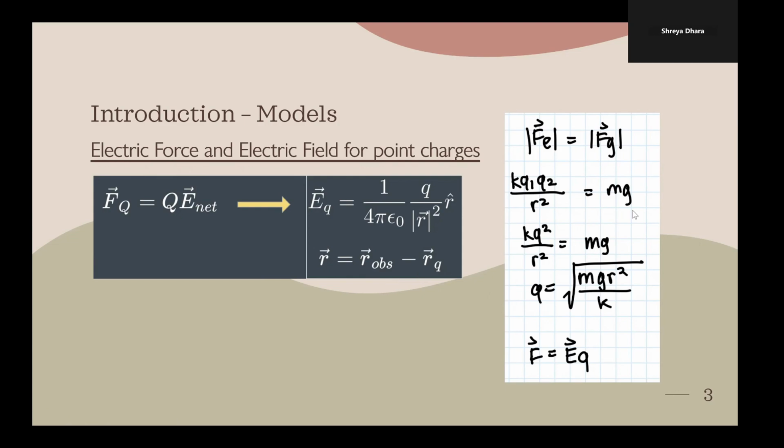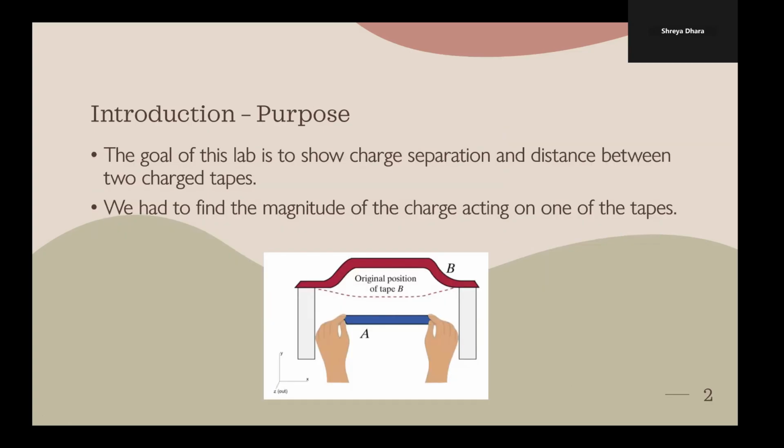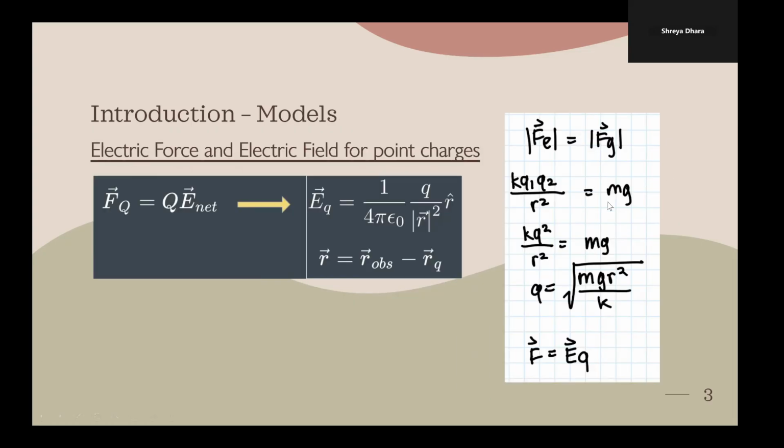From using these formulas, I was able to do some math here on the right and say that the force of gravity is going to be equal to the electric force because the tapes are motionless in this diagram. So I set the magnitude of the electric force equal to the magnitude of the force of gravity. From here, we can solve for Q, the charge, which is going to be the square root of mgr squared over k. And here k represents this constant of 1 over 4 pi epsilon naught.